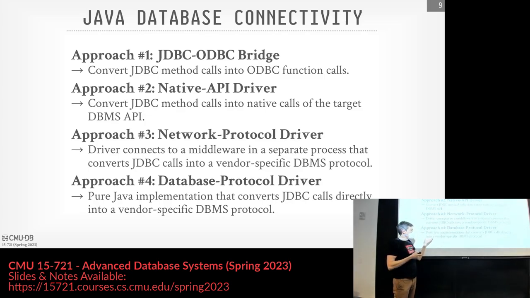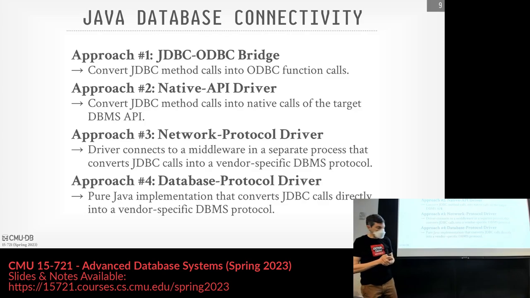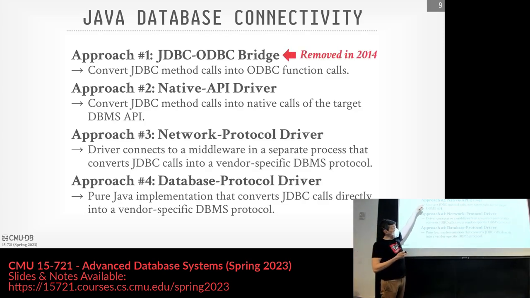And the last one is the best case scenario where the protocol itself is written entirely in Java. Again, most of the major database systems, when you download the jar file for the driver, it's going to be a native implementation in Java of the wire protocol. This is the fastest because there's less copying between the different layers. So this top one was deprecated and removed in 2014. This is the best approach.